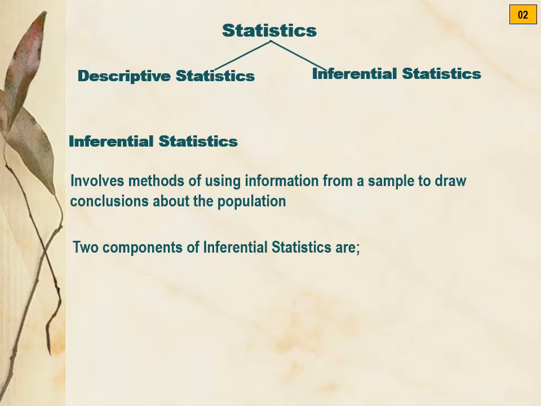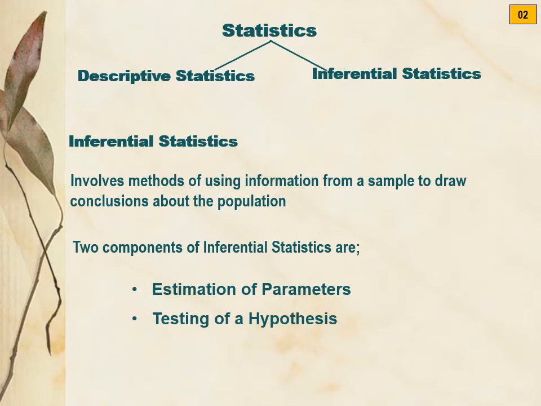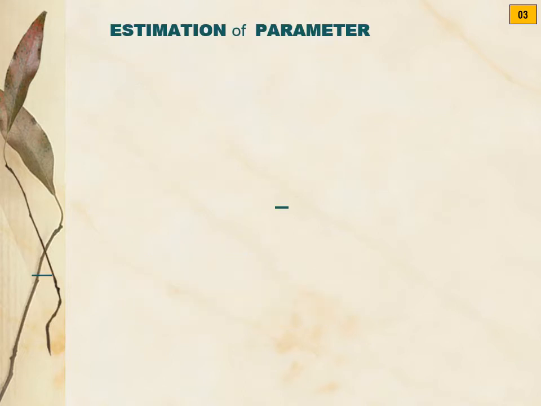Inferential statistics can be classified into two components: estimation of parameter and testing of hypothesis. In this presentation, we are going to cover estimation of parameters. Slide number 3. Estimation of parameter.